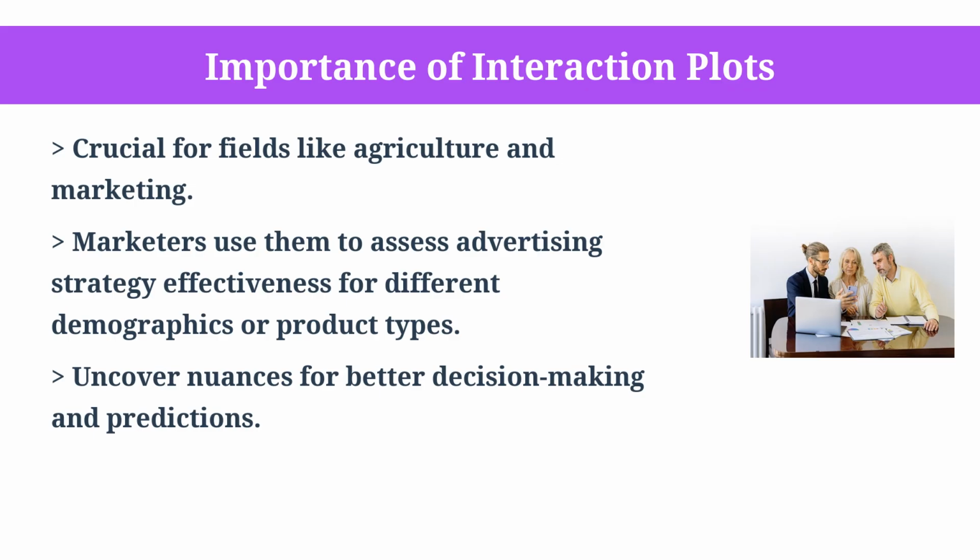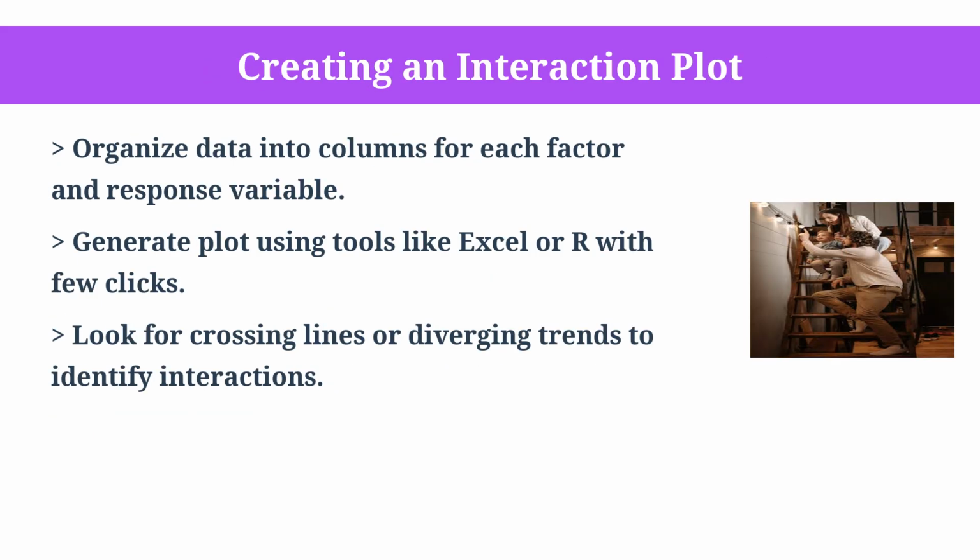When interpreting the plot, look for any crossing lines or diverging trends. These indicate interaction between factors. For example, if one line is higher than another only at specific factor combinations, that tells us there's an interaction effect happening. It's important to note that if the lines are parallel or nearly so, we can assume no significant interaction, meaning each factor operates independently of the other when it comes to affecting our response variable. However, if they cross over or diverge significantly, then we know there is indeed a notable interaction effect going on.